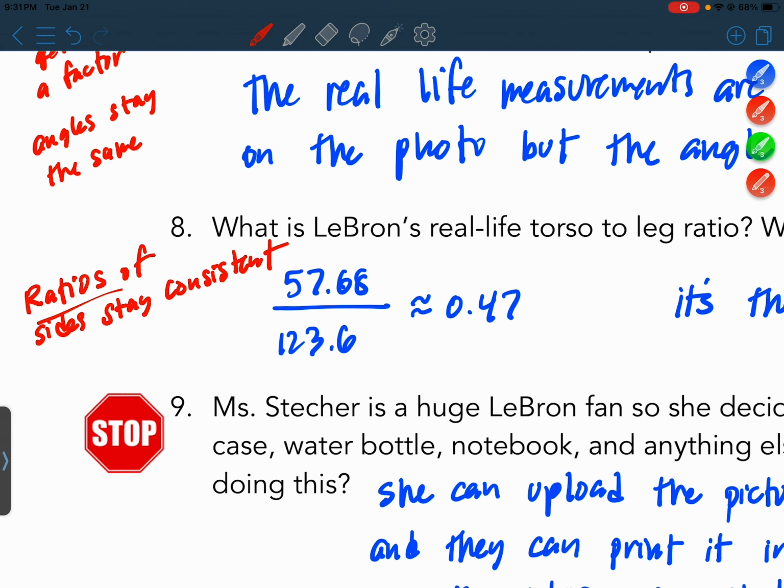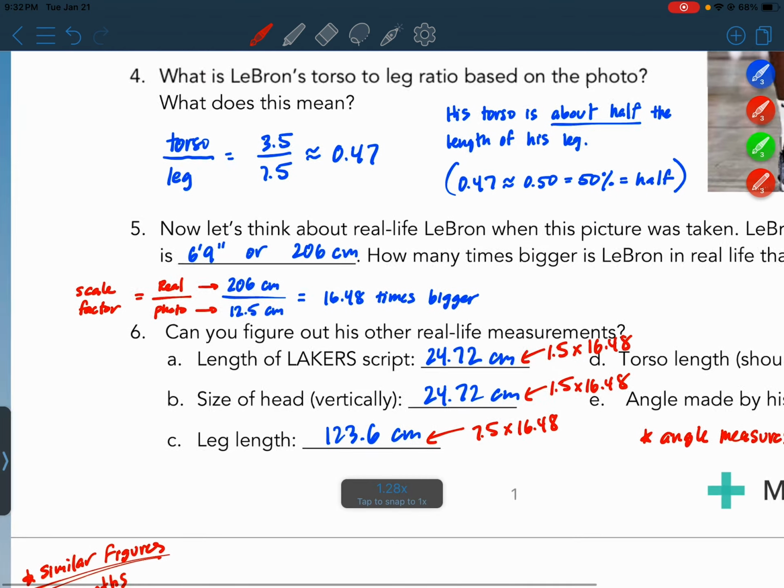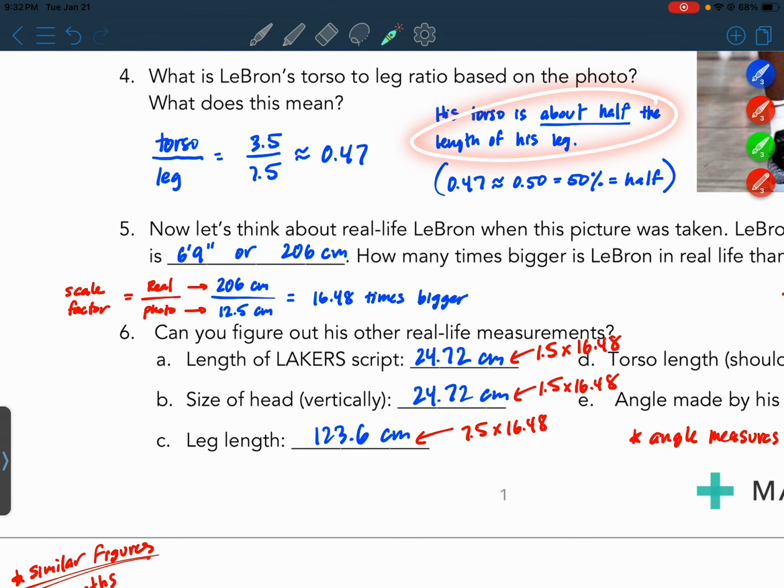So we kind of argued that his torso was about 50%, half of his leg ratio. It should be the same no matter what photo we're looking at or whether we're looking at him in real life. If all of a sudden his torso was no longer half of his leg measurement, then he wouldn't be proportional anymore, because those are his proportions. Half.